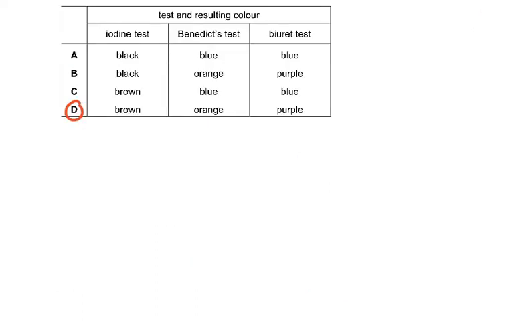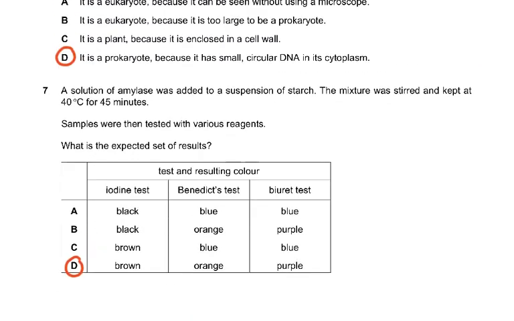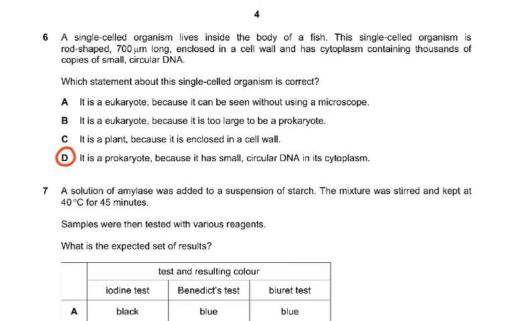Okay, next. Question 6. Question 6 says a single-celled organism lives inside the body of a fish. Fine, good. We have bacteria living inside us as well. This single-celled organism is rod-shaped, 700 micrometers long, enclosed in a cell wall, and has cytoplasm containing thousands of copies of small circular DNA plasmids. Which statement about this single-celled organism is correct?